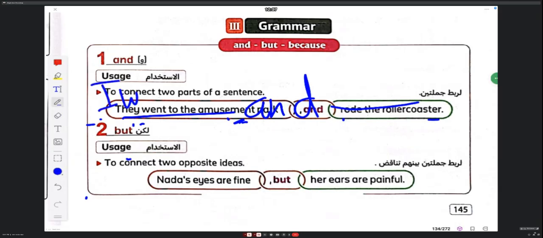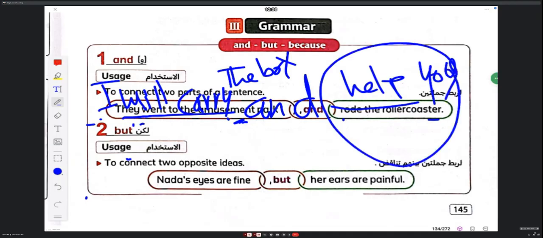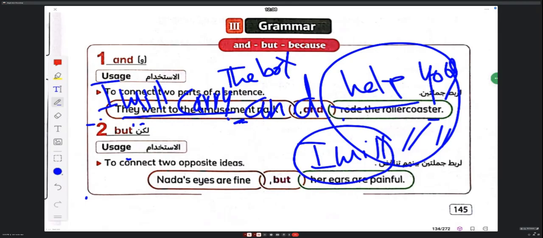I will carry the books and help you. Here, this sentence was I will help you, so we don't need to use I will here. If we add I will carry and help you, we omit this to shorten the sentence.